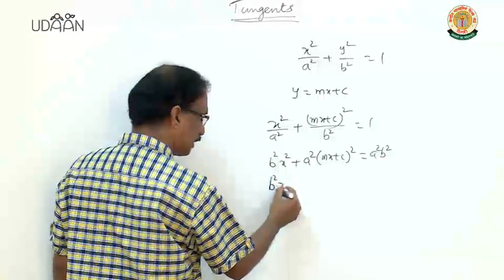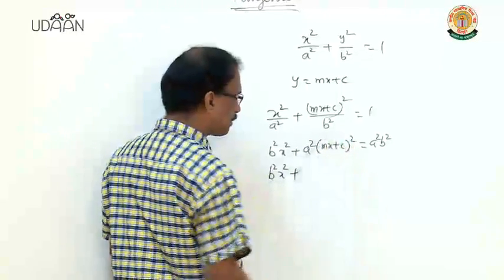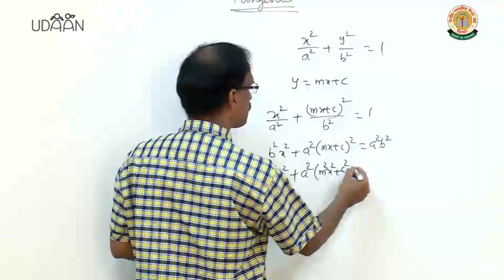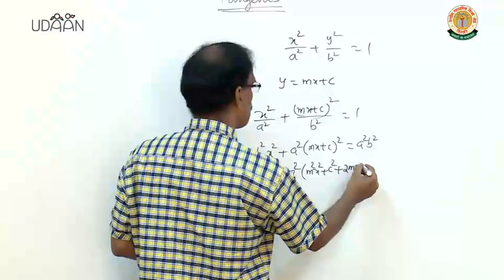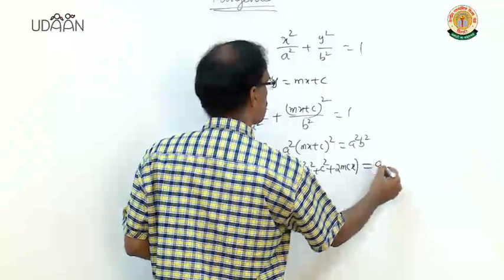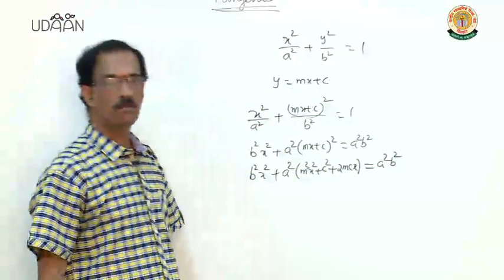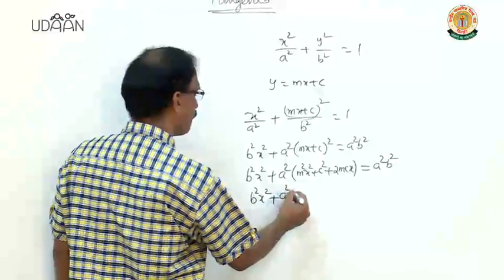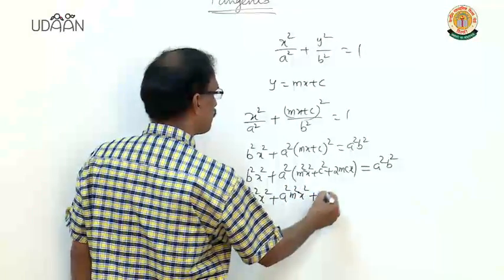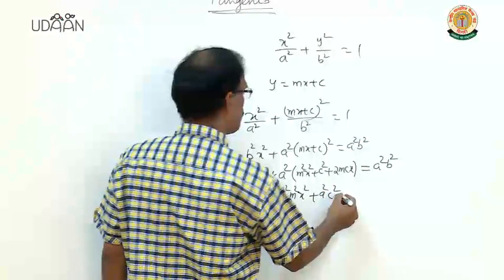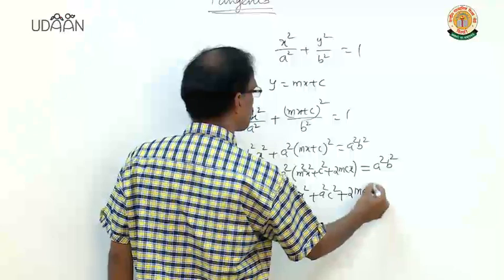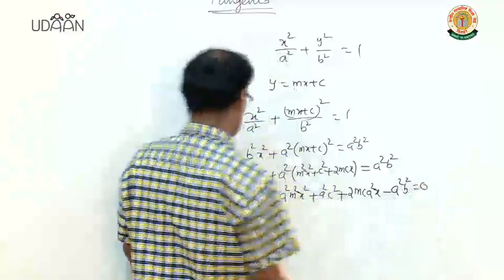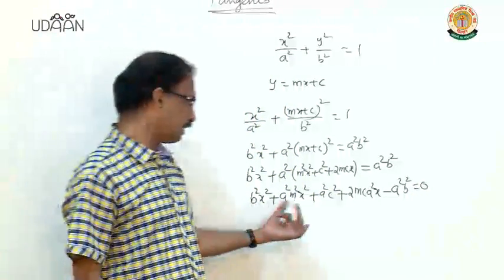Or b square x square plus, if you open this (a plus b) whole square, we get m square x square plus c square plus 2mcx equals a square b square we get. Now if you open it, b square x square plus a square m square x square plus a square c square plus 2mc a square x minus a square b square equal to 0. This we get the equation.